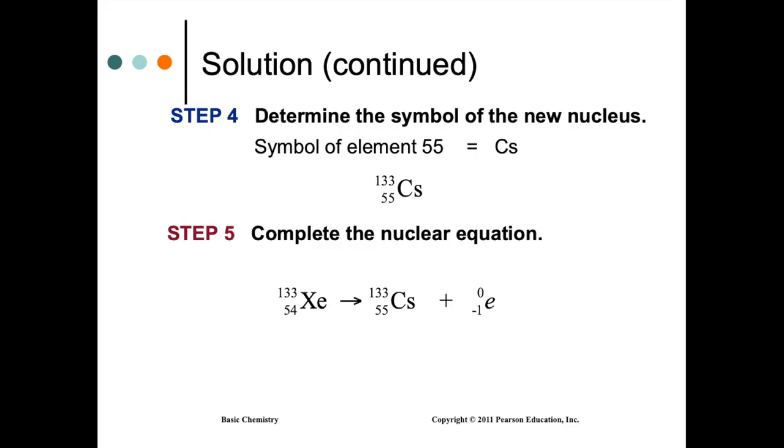Again, you don't need to know the name here. As long as you have the symbol, that's enough to write out this equation. So we have Cs, and once again, double check your work and make sure everything adds up. 133 and 0 is 133. 55 minus 1 is 54. And this is a good balanced nuclear equation.